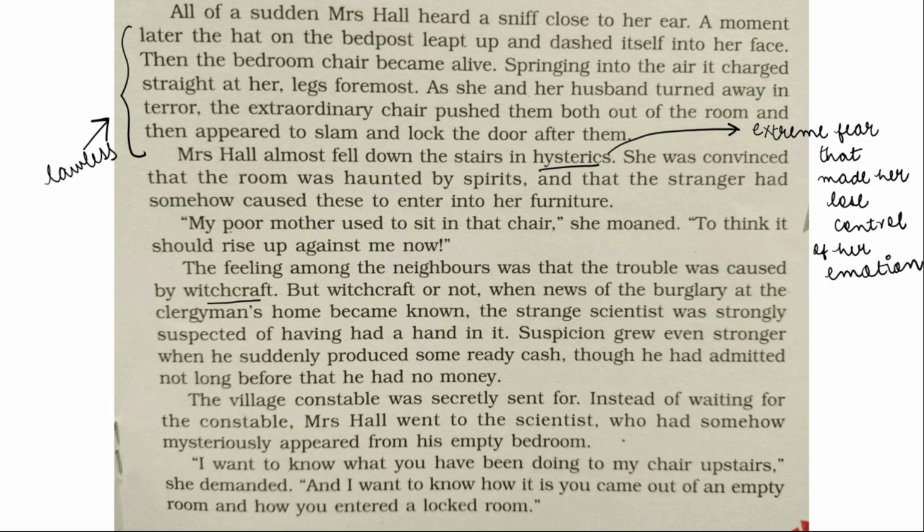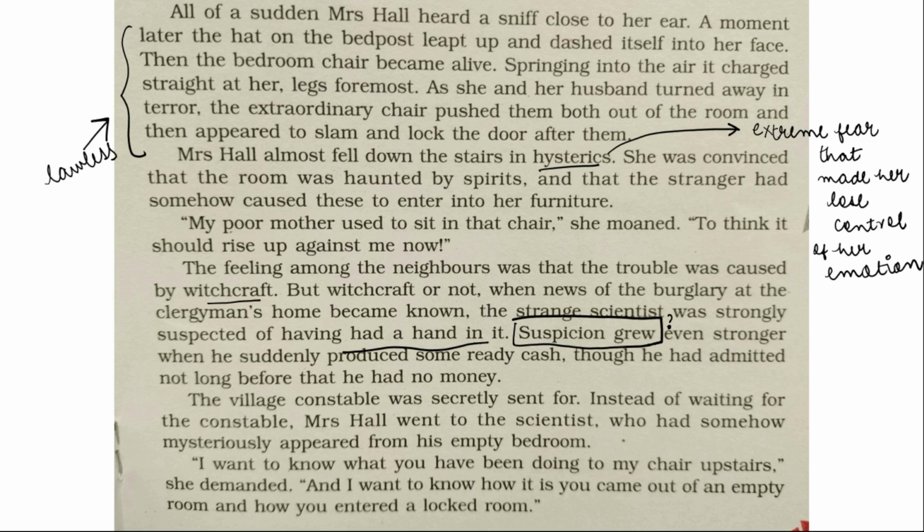So they said the stranger had to have some hand in it because there was money missing. Suspicion grew even stronger when he suddenly produced some ready cash. If you remember, he had said that he did not have any cash, but he was expecting a check any moment, and suddenly he said that he had some cash, though he had admitted not long before that he had no money. So, why did the suspicion grow on the scientist? Because just before he had admitted to have no money and then he produced some money.